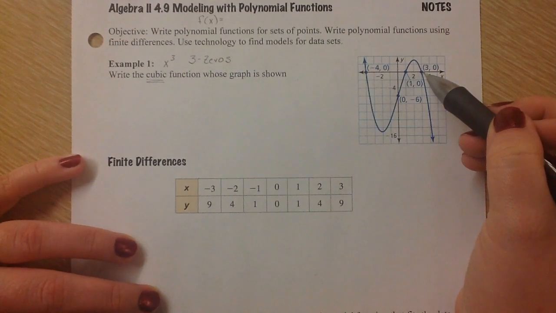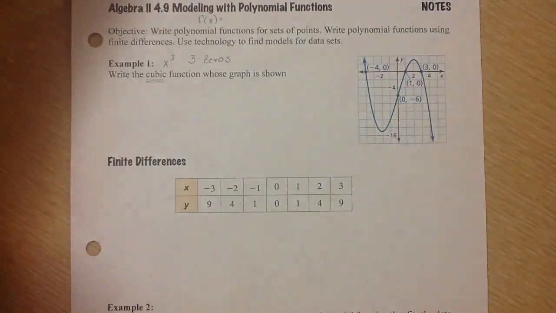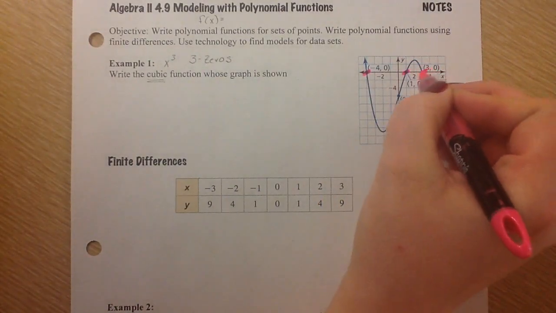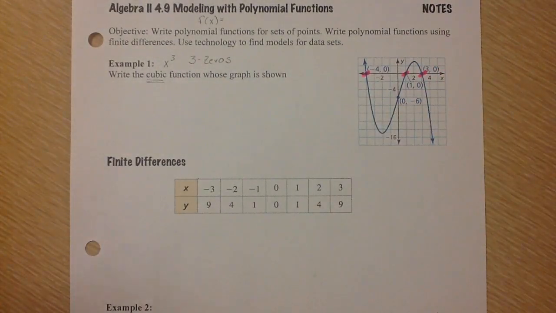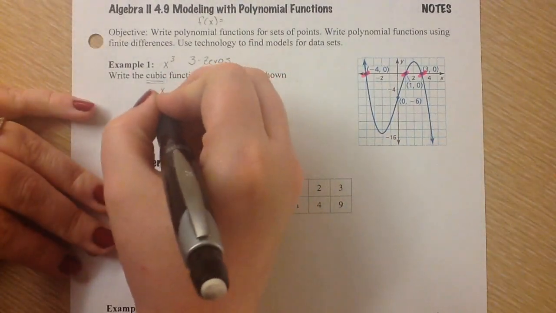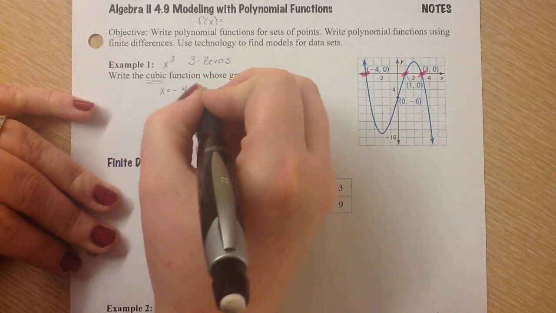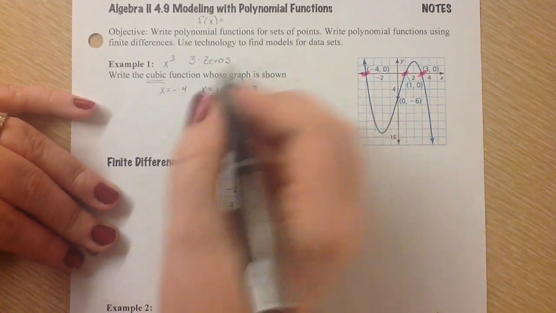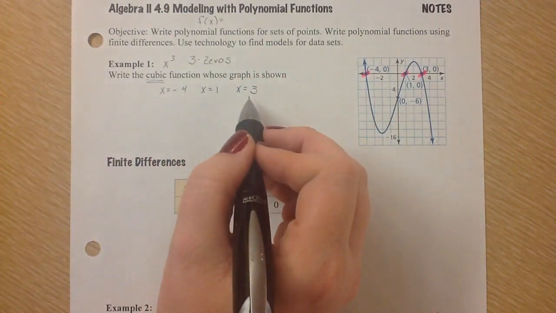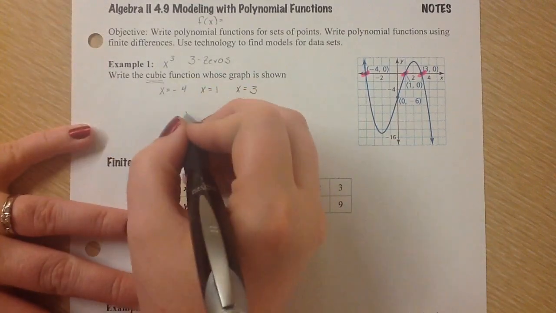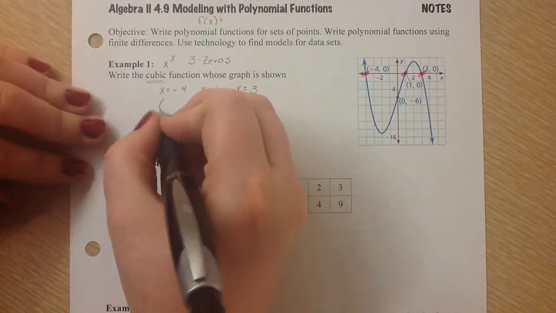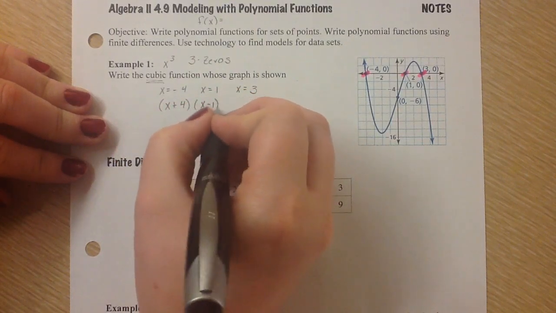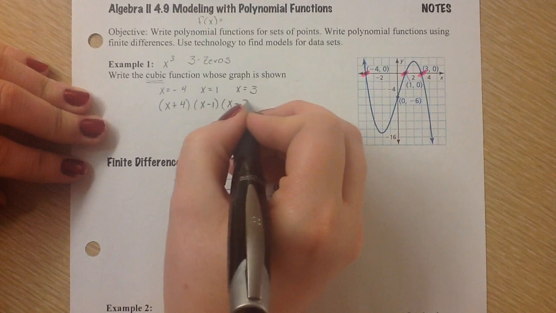So I have 3 real zeros, and my real zeros end up being this -4, this 1, and this 3. So that tells me those are solutions of my equation. So I'll have x equals -4, x equals 1, x equals 3. Now that I have those 3 solutions, those 3 zeros, we can write our factors, like we did in the last couple sections. So my factors would be x plus 4, x minus 1, and x minus 3.